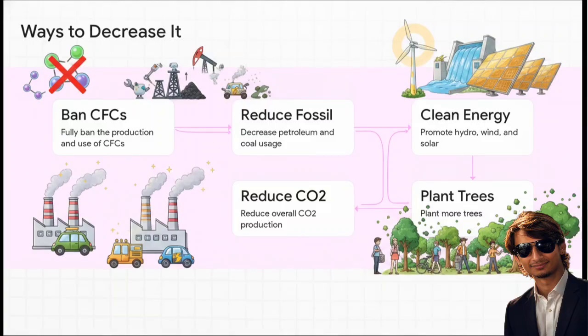Number 1, a full, absolute ban on the production and use of CFCs. 2, a serious, steep decrease in how much petroleum and coal we burn. 3, we need to heavily promote alternative energy, things like hydro, wind, and solar. 4, simply planting way more trees to naturally suck up that carbon. And 5, a broad, overarching push to just reduce our overall production of carbon dioxide. These steps are absolutely crucial to hitting the brakes on that atmospheric imbalance we just talked about.